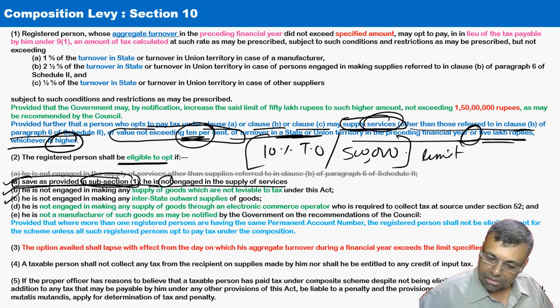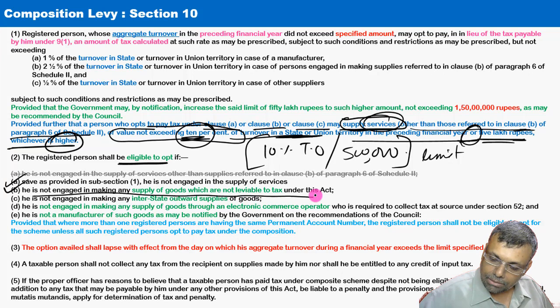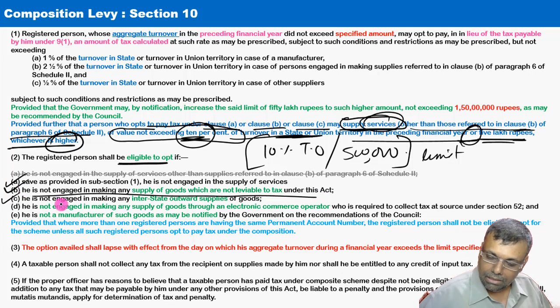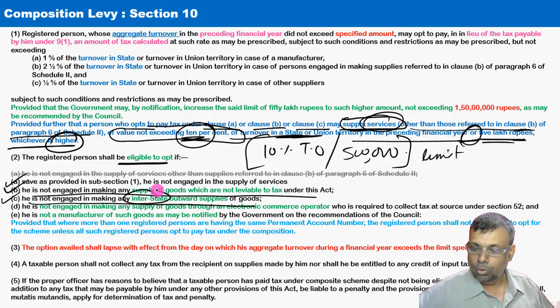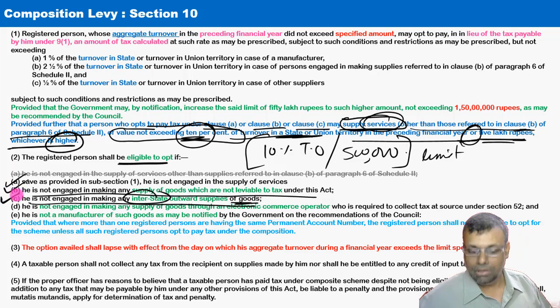Further, subclause B. These are all basic conditions of the composition that should be kept very much in your back memory. This is clause A, already done. Clause B, he is not engaged in making supply of goods which are not leviable under this particular act. Naturally, the composition will apply only for those goods or services which are covered by this act. What is not covered by this act, of course this scheme also will not be applicable, not a big deal. Subclause C, he is not engaged in making any interstate outward supply of goods. So you should not be doing interstate supply of goods for this purpose. If you are doing interstate, you cannot get the benefit of the composition scheme.